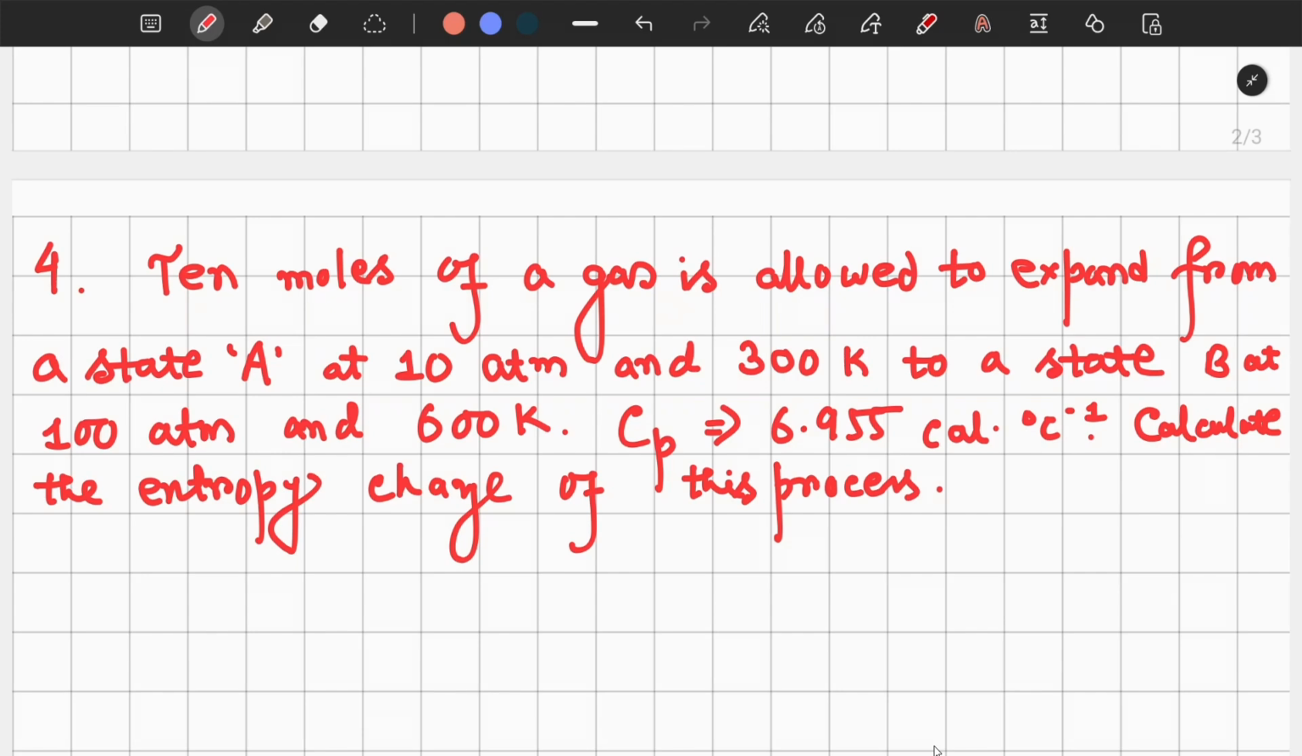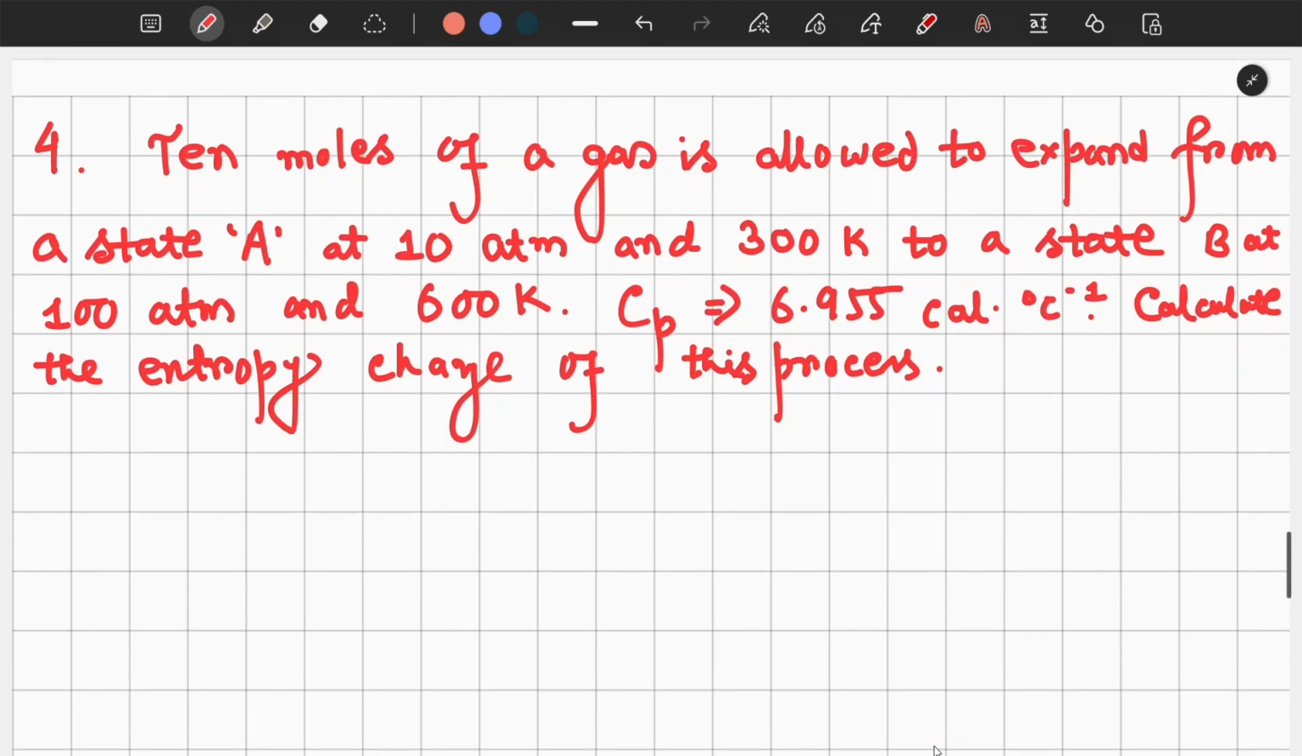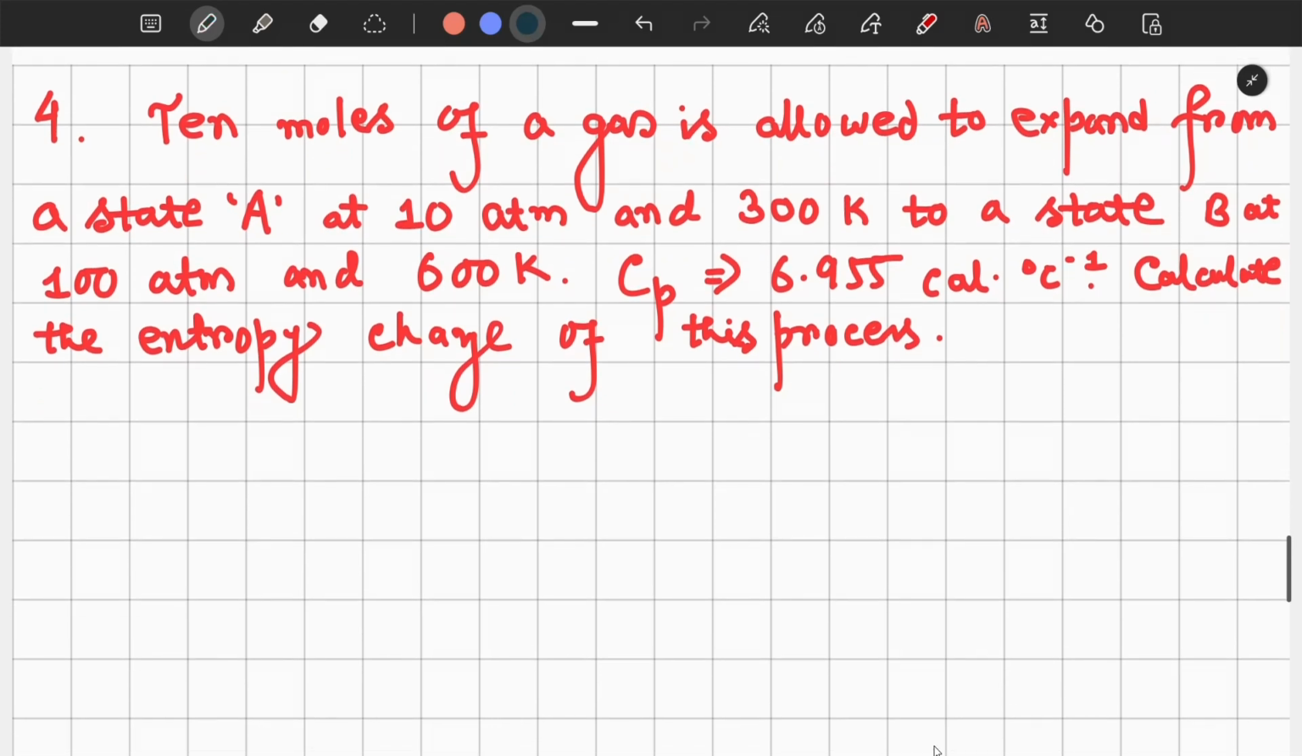What is the answer? 2.456 calorie per Kelvin, right? Yes, or per degree centigrade. So how do we do it? 10 mole of a gas is expanding from state A to state B, and both states are defined. Cp is also given, so we have to calculate the delta S.